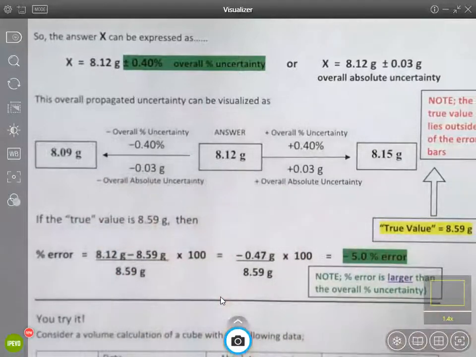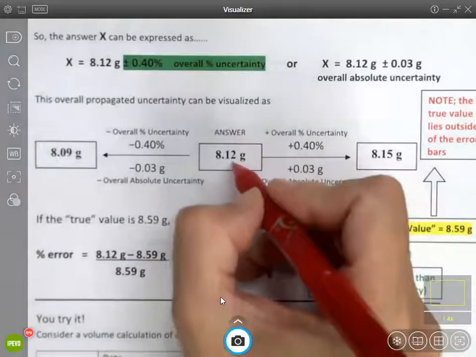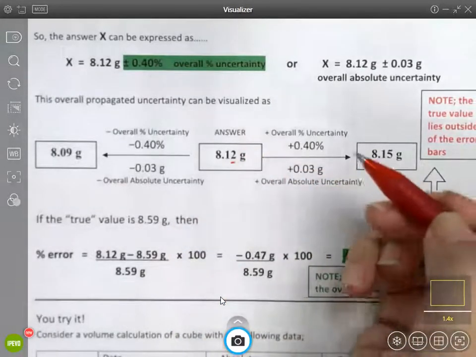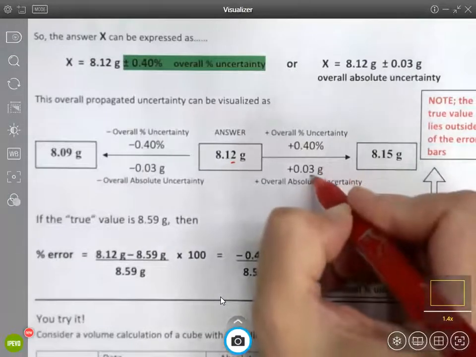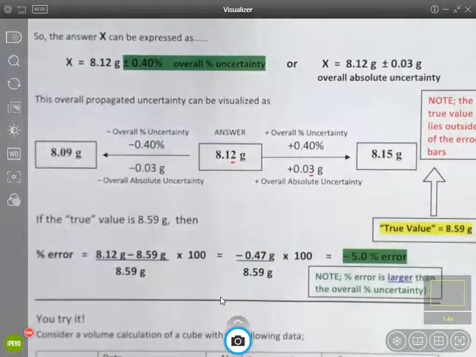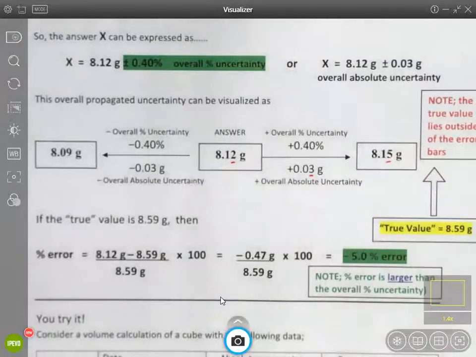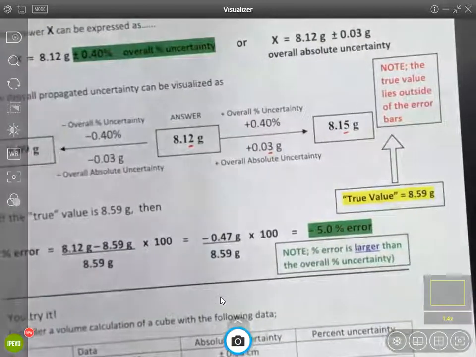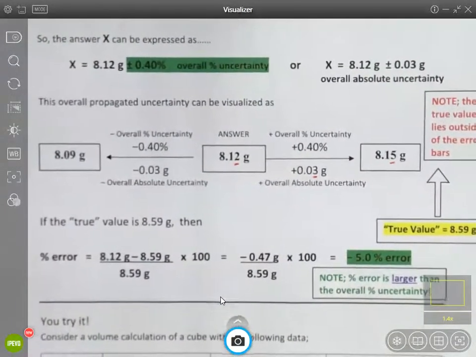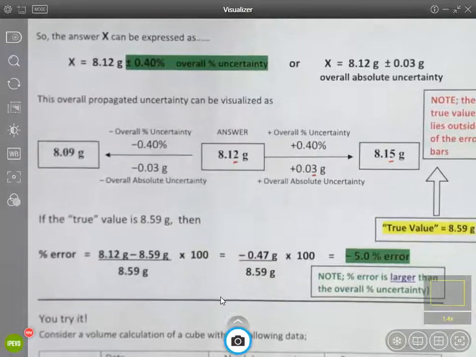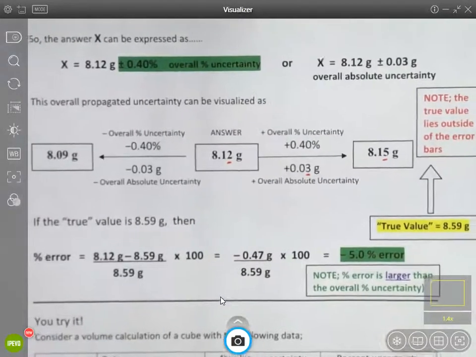One thing to notice here is that the place value of your answer, the hundredths place, should match the place value of your absolute uncertainty, because if you're adding them together, the result has to be represented to that same place value. Okay, so there are some sig fig considerations when you do propagation of uncertainty, but it's also a little bit more relaxed, as you'll see in some of the examples.